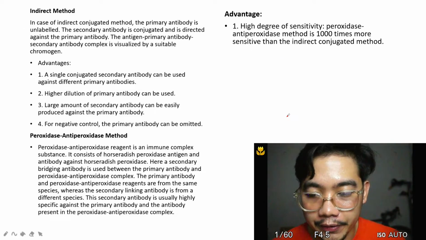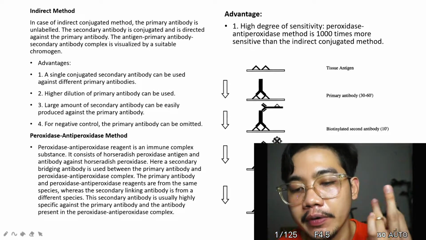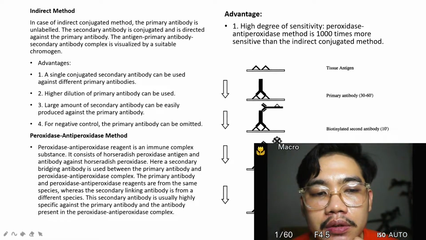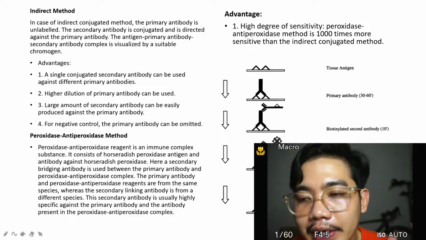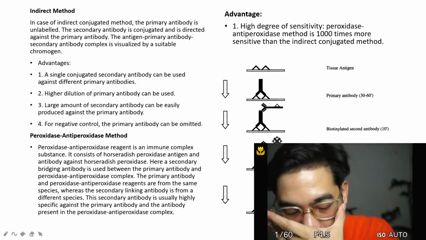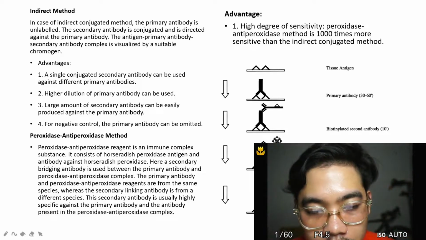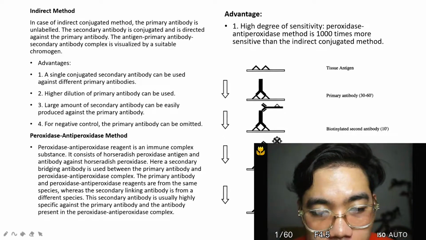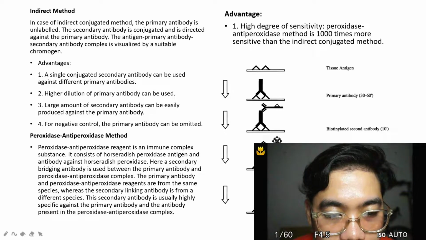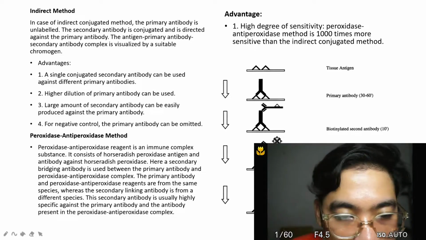So our indirect method. Versus our direct method, in our indirect method, it is not your primary antibody that directly stains. We use another antibody, a secondary antibody, which does the staining or colorizing. We usually use our peroxidase anti-peroxidase method. Like I explained earlier.